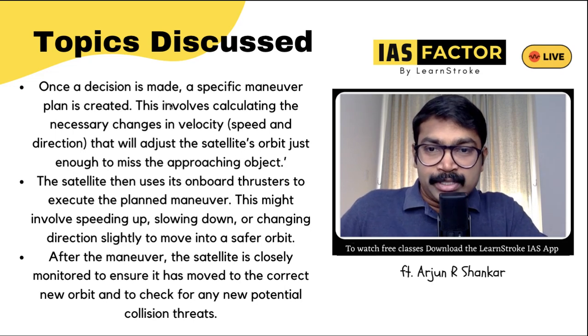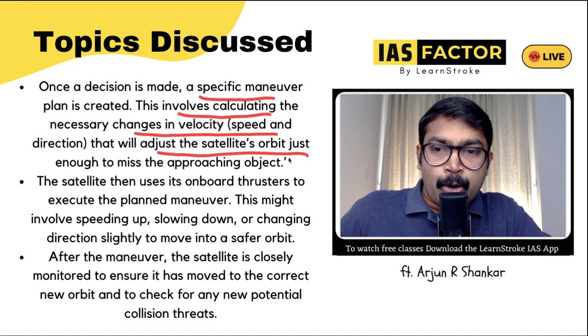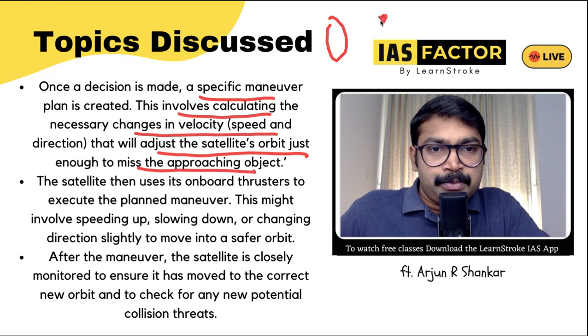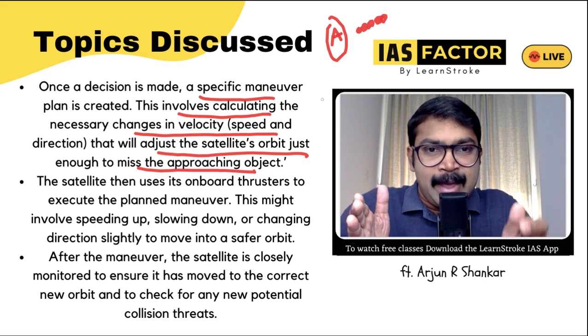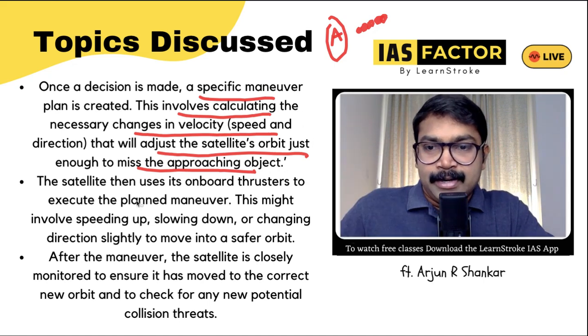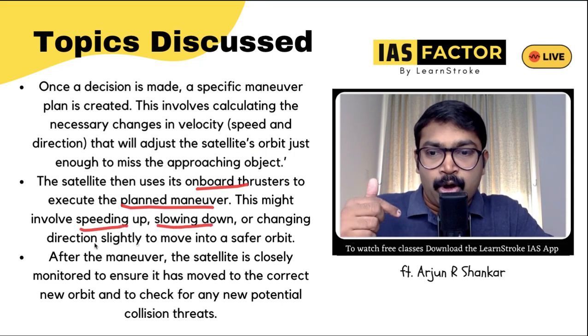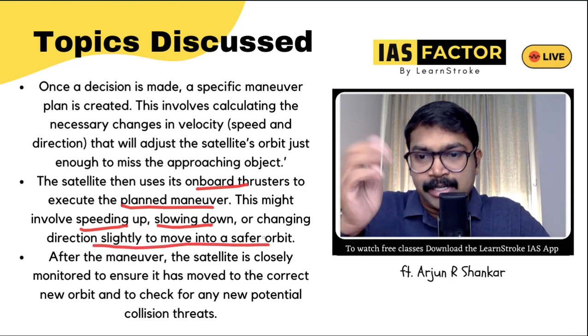Once a decision is made, a specific maneuver plan is created. This involves calculating the necessary changes in velocity that will adjust the satellite's orbit just to miss the approaching object. As I said, this is A, and there is one object called B coming and hitting A. So you calculate the velocity and do the CAM, maneuvering it so that it doesn't hit. The satellite then uses its onboard thrusters to execute the maneuver. This might involve speeding up, slowing down, or changing direction to move into a safer orbit.